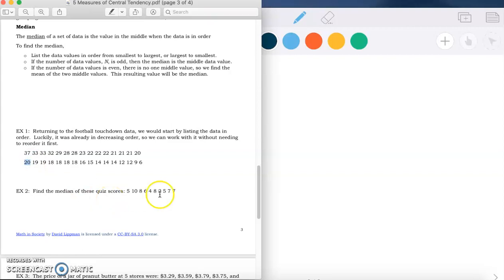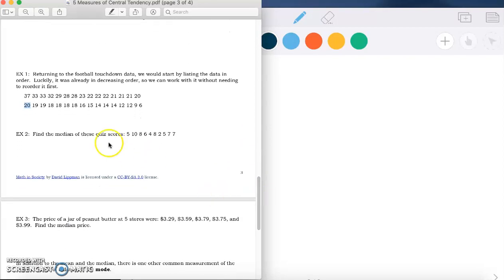All right, so here's example 2. And this one's not in order for us, so we're going to need to do a little bit more work. Find the median of these quiz scores. So we're given 5, 10, 8, 6, 4, and so on. So we need to put these in order first. There should be 10 values. Let's go ahead and start by putting them in order, from lowest to highest, so increasing order.